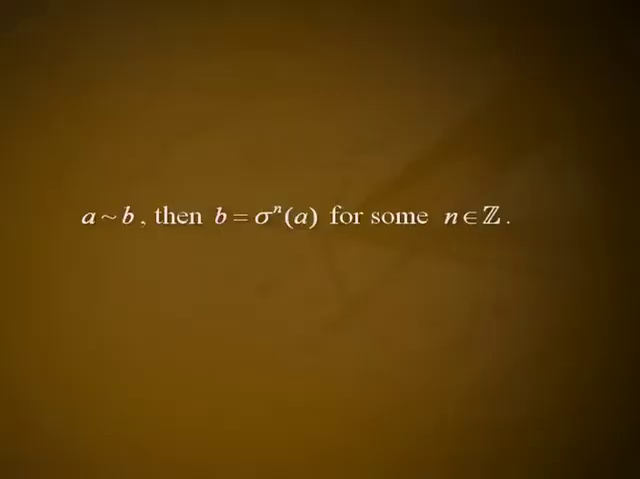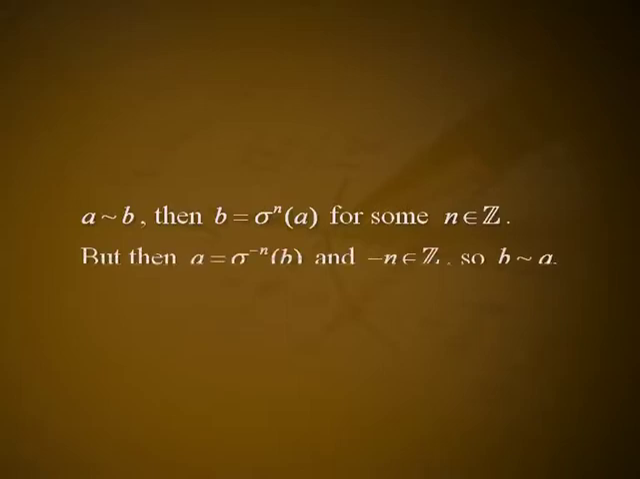Reflexive. Clearly, a is equivalent to a since a is equal to I a, which is equal to sigma raised to 0 of a. Symmetric. If a is equivalent to b, then b is equal to sigma raised to n of a for some n belonging to Z. But then a is equal to sigma raised to minus n of b, and minus n belongs to Z. So, b is equivalent to a.